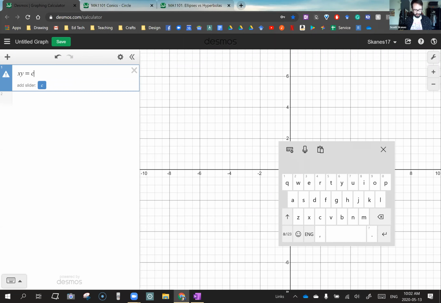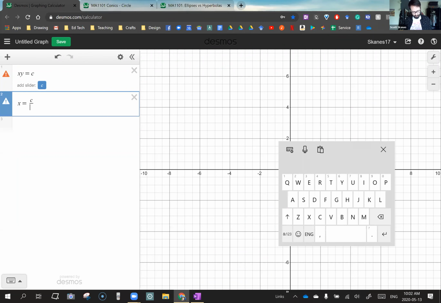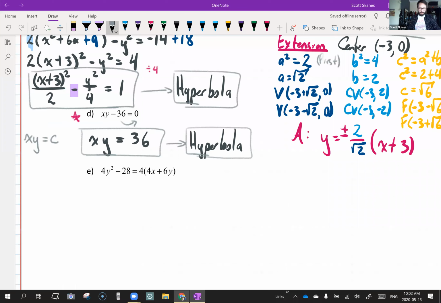Oh, I have to rearrange it. Anyway, I'm not going to give it, but I'll graph it while I'm talking about it. C divided by y. Why is that not working? Anyway. So C, yeah, sorry. It's because I didn't define C.